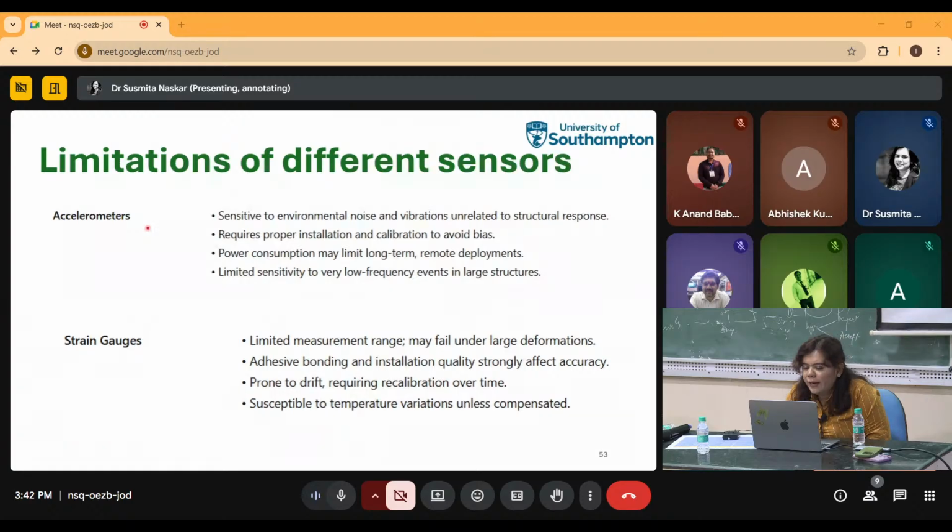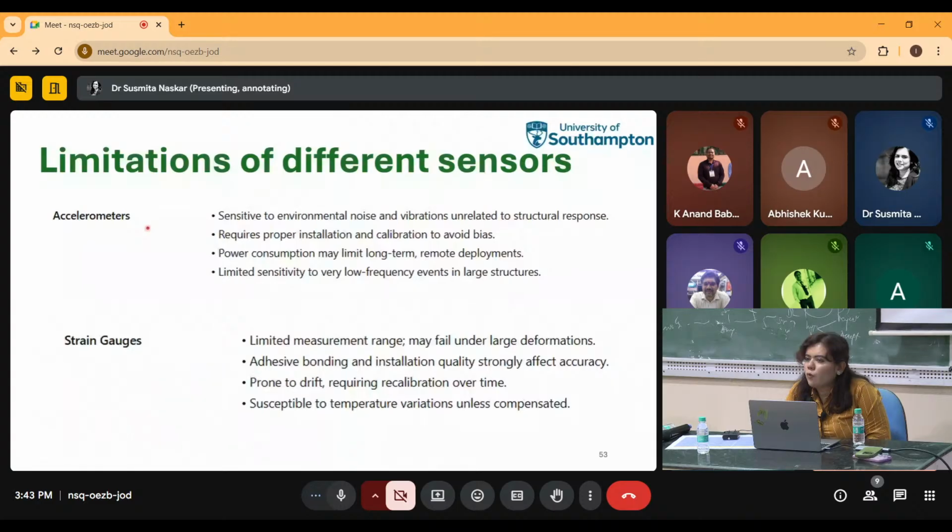So those are the main limitations of the accelerometer, which is one of the commonly used sensors in infrastructure. And then there is another commonly used sensor in infrastructure, which is the strain gauge. How is it being used? Strain gauges have a very limited measurement range and can fail under large deformation. When we talk about small deformation, the strain gauge is definitely quite good.